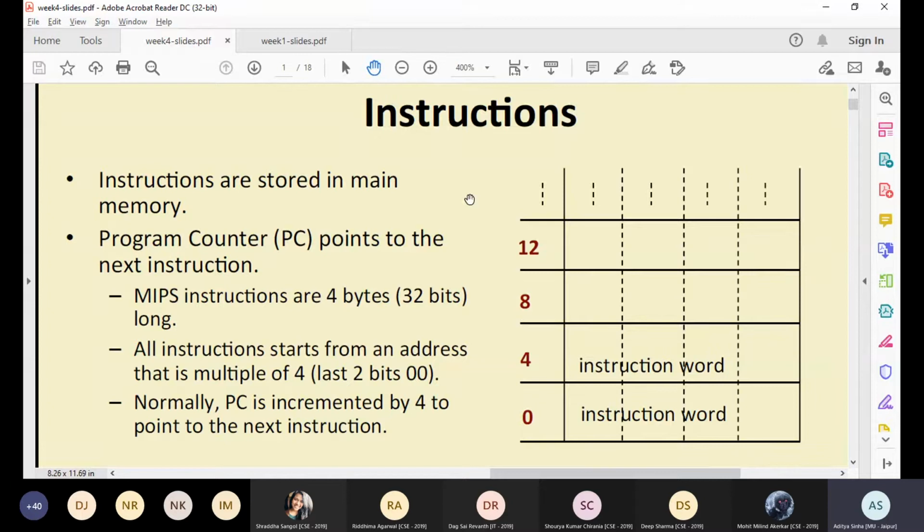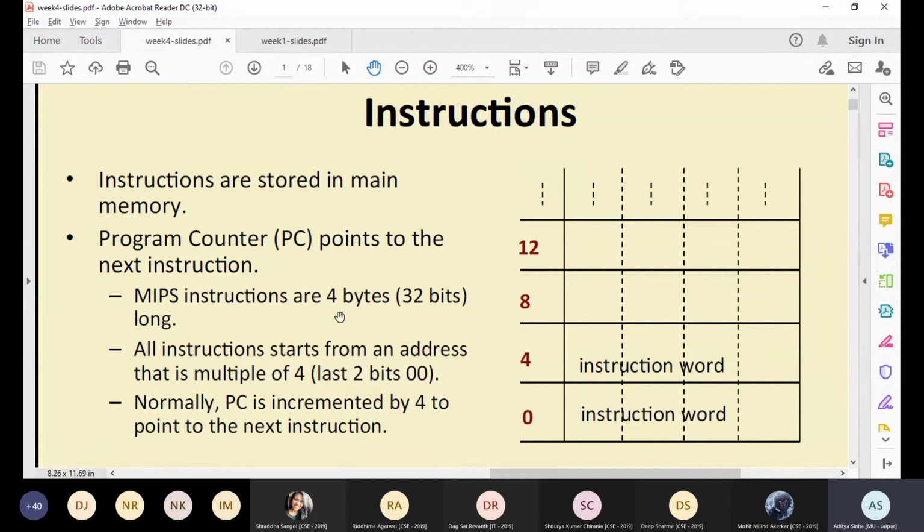What is the internal placement of these registers? Where are they located? And what are the internal wirings and connections between them? So this is just a general introduction. This is instructions. We already know why the program counter is incremented by 4 in this case, because the program counter points to the next instruction, and instructions are 4 bytes or 32 bits.